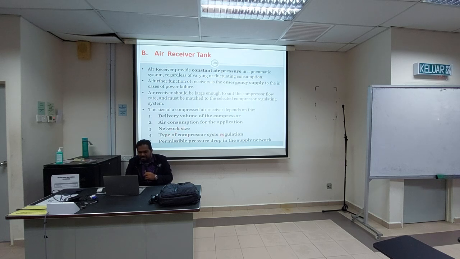Then the type of compressor cycle regulation, meaning how many times it will do compression. Then the permissible pressure drop in the supply. Earlier I told you about the pulsating flow, so you need to know how much pressure drop is allowed.